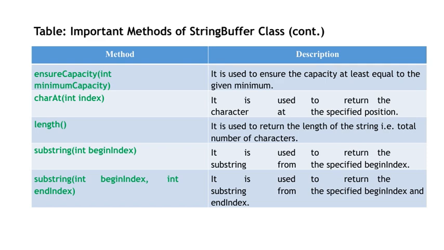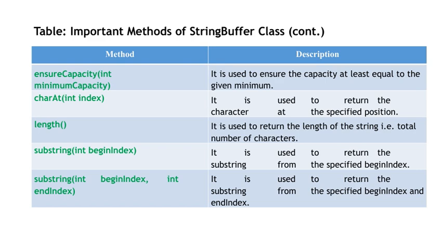It's fundamental for understanding how much data we're working with. Moving on, we have substring with one parameter. This method extracts a portion of the string starting from a given index to the end. It's useful when you need a specific segment of your data.